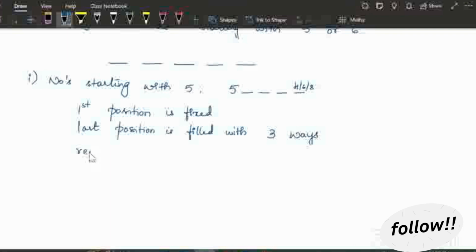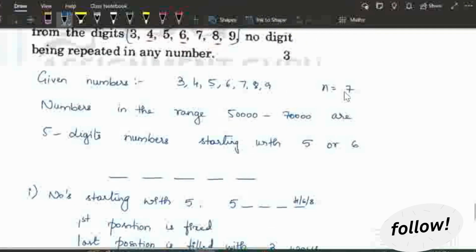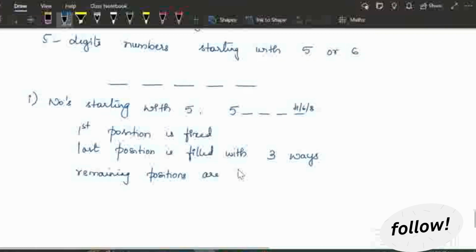And now remaining positions. How many positions are remaining? First position is fixed with 5. Last position, we have 3 ways of putting either 4 or 6 or 8. So we have chosen one of the numbers. So 2 numbers are already taken. Now I need to fill only the remaining 3 positions from the total 7 numbers, from which 2 numbers are taken. So I have 5 numbers. And from those 5 numbers, I need to choose any 3 numbers and arrange them.